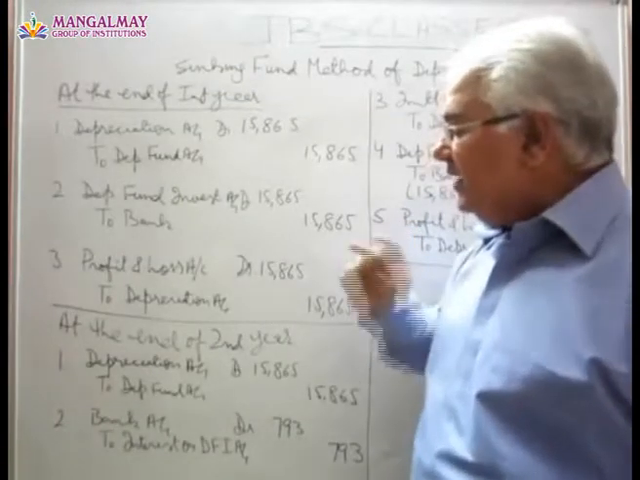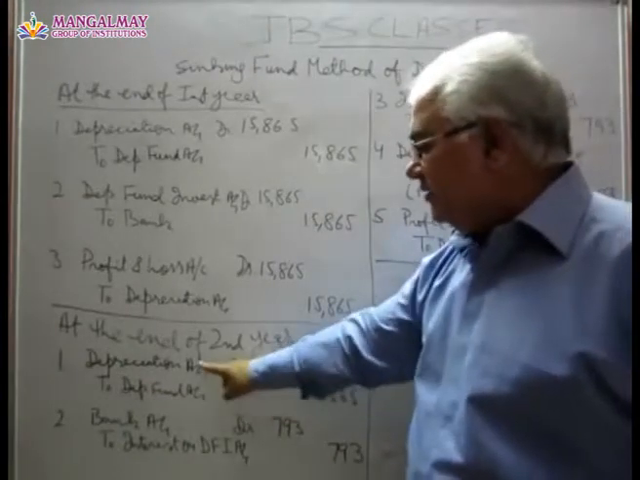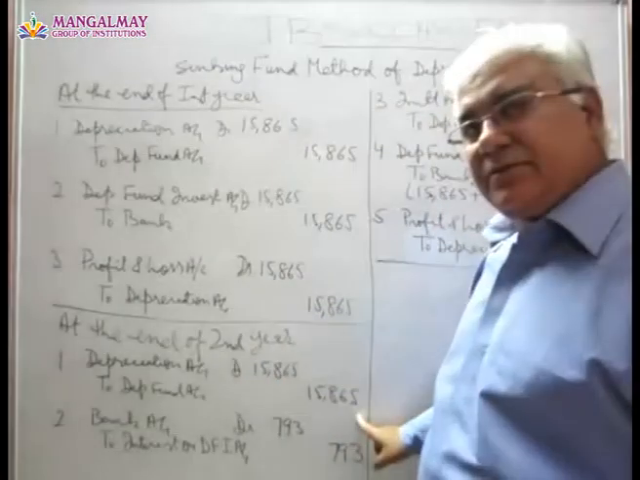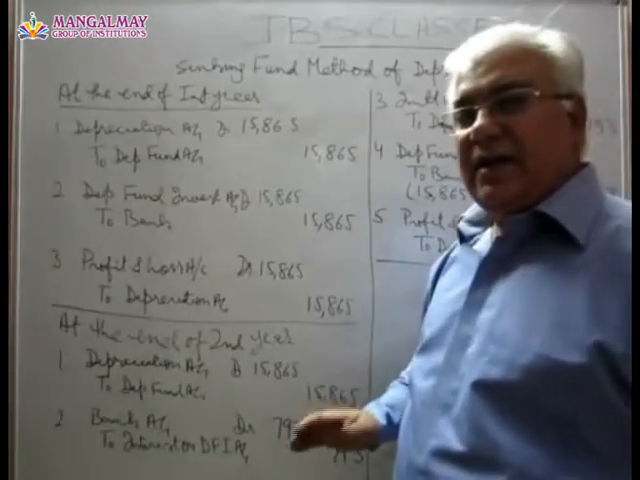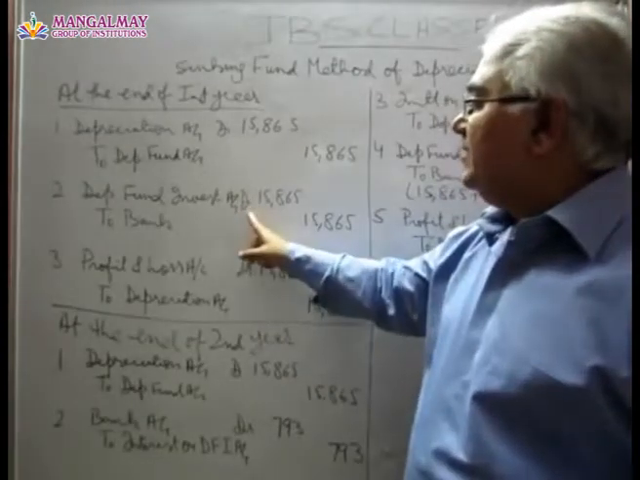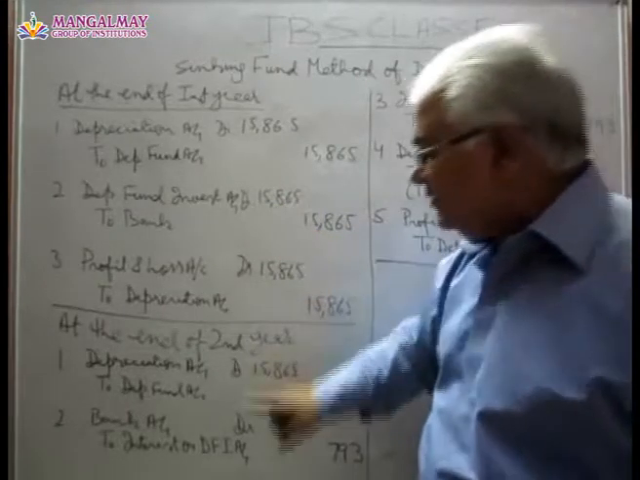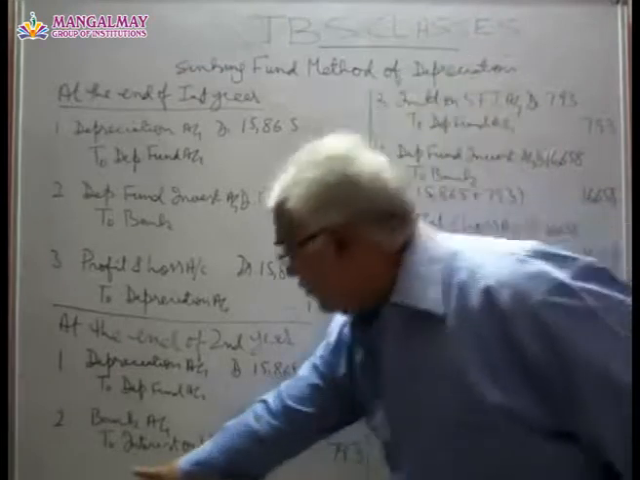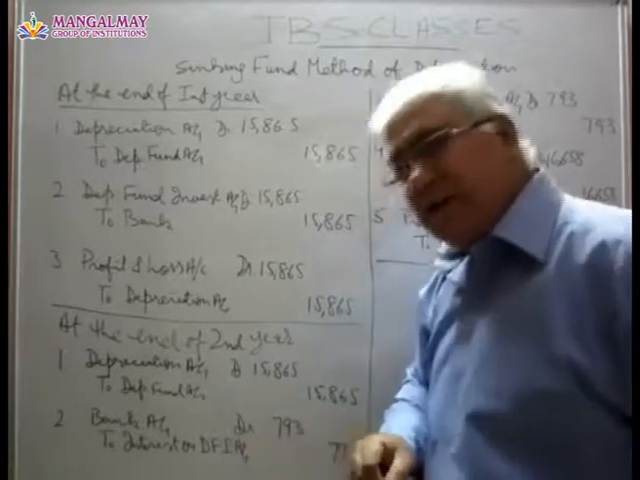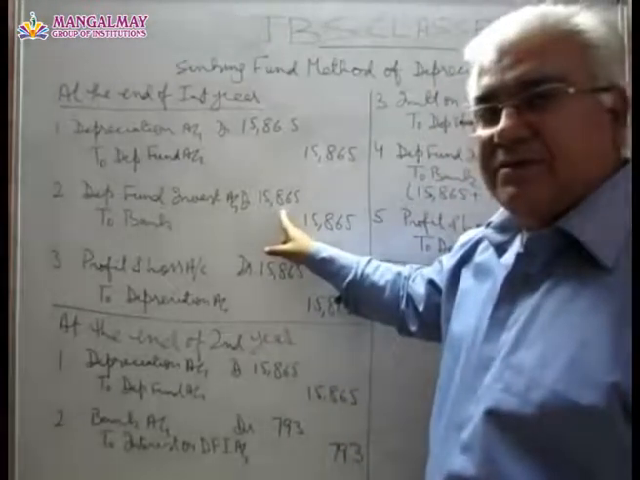Now, at the end of second year, again as usual, we have to provide depreciation. Entry is depreciation account debit to depreciation fund account. Right. Now at the end of second year, we will get interest on this investment which we made. 5% of this we will receive as interest. So entry for that is bank account debited to interest on depreciation fund investment account, that is 793.